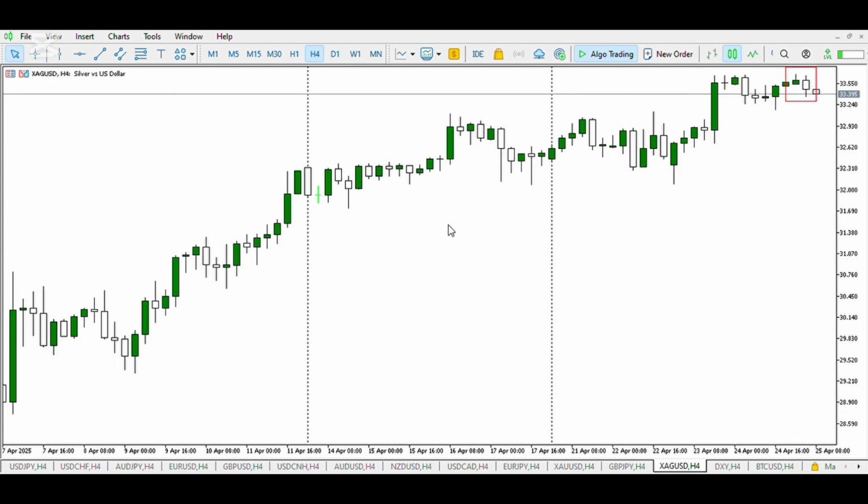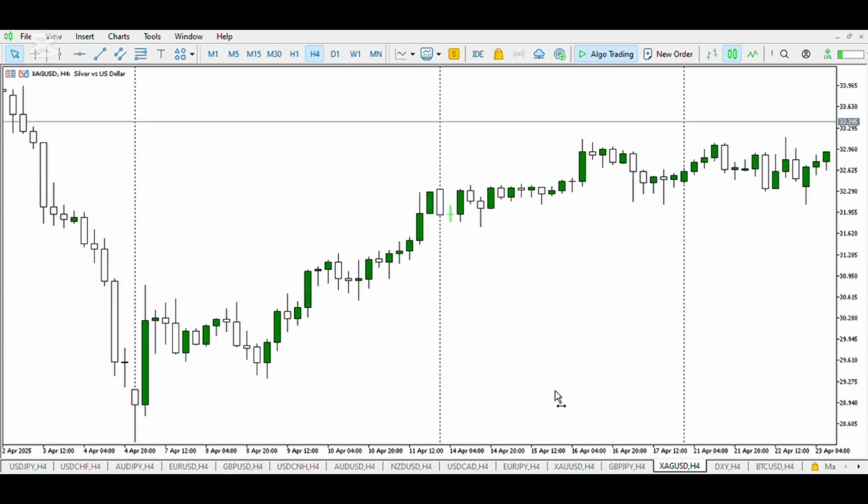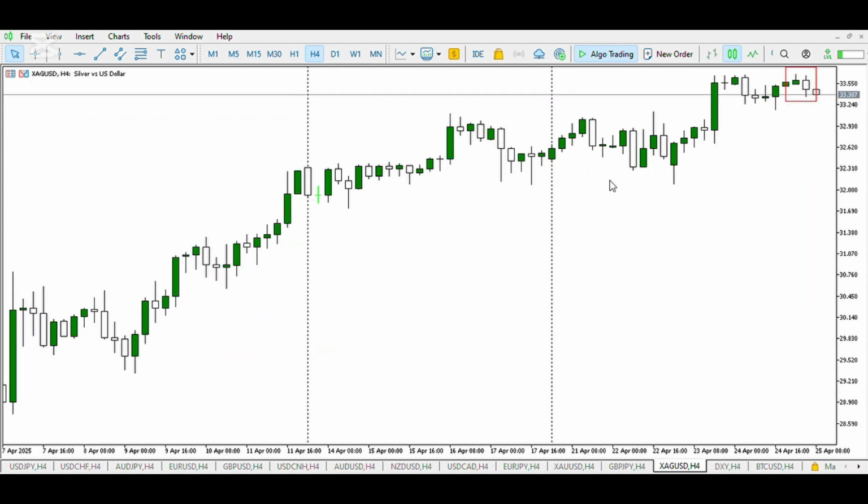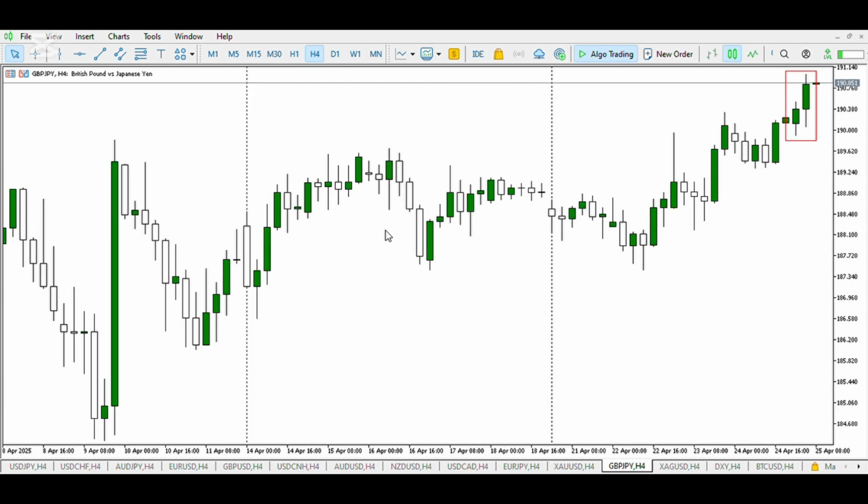On silver right here, do the analysis of silver on your own.